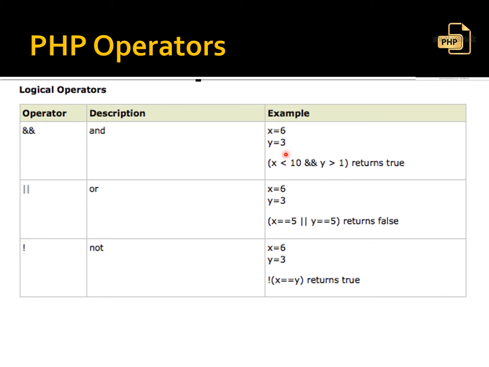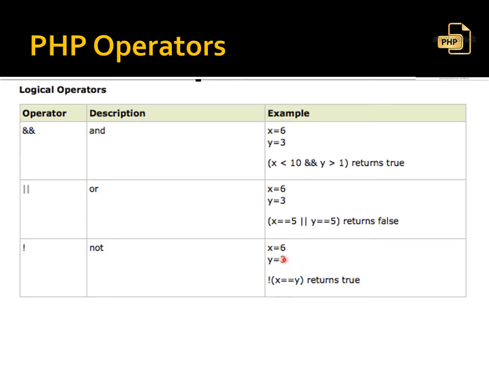Here x is equal to 6 and y is equal to 3. x less than 10 and y greater than 1. x less than 10, that's a true value, and y greater than 1, that is a true value. True and true, it will produce a true value. Here x is equal to 6 and y is equal to 3, the second example. So x equal to 5, it is a false value, or y equal to 5, here also it is a false value. False or false, it will return false.